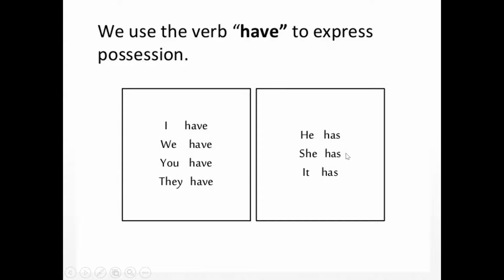And the verb has, we use with three subjects: he, she, and it. He has, she has, it has. So it is important to understand and remember the verb have and the verb has. Again, we use the verb have with the four subjects: I, we, you, they, and we use the verb has with the three subjects: he, she, and it.